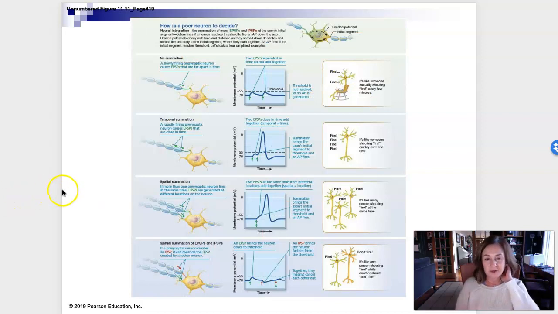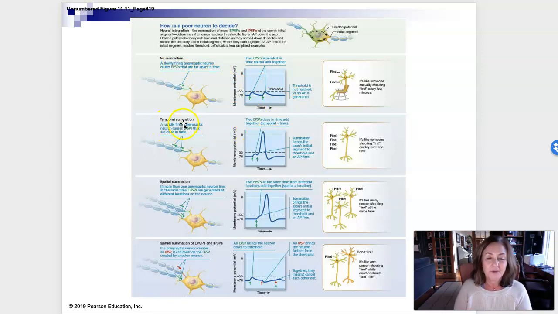But I'm going to look at this picture from our book, which talks a little bit about summation. So with summation, there are a few different ways neurons can pay attention to what's going on, and how cells that are interacting with the neuron can have a different effect. So here we're just seeing there's a subthreshold stimulus. Here's a second subthreshold stimulus. Okay, so that's no summation. That's nothing different than what we've talked about.